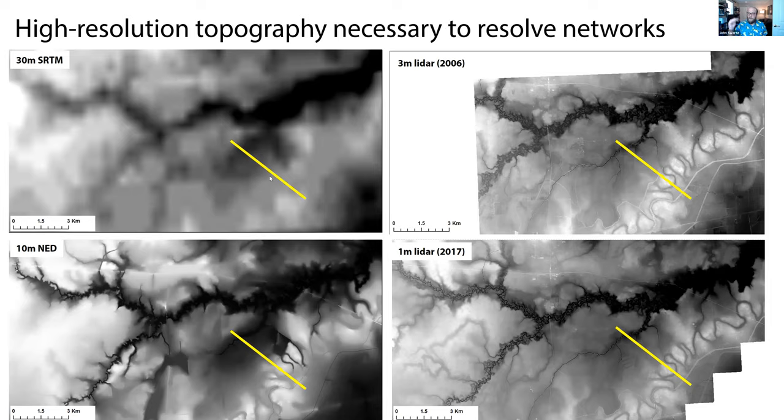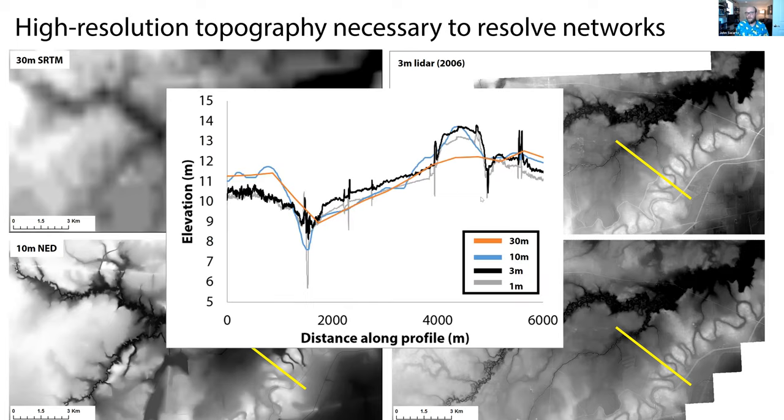So you can see that in each step of this resolution, we're getting more and more detail into the structure of the landscape. And that has pretty significant implications to our understanding of both the kind of network structure, as well as just the amount of relief that exists here. So you can see, for instance, here, each of those data sets plotted along this yellow profile.